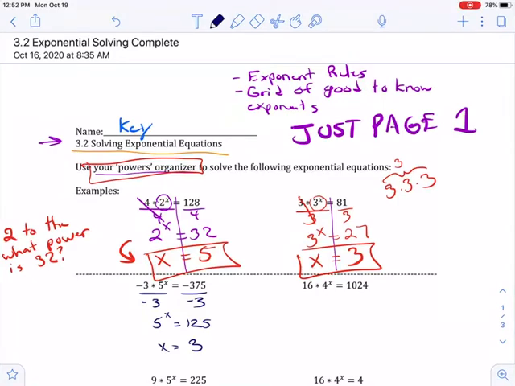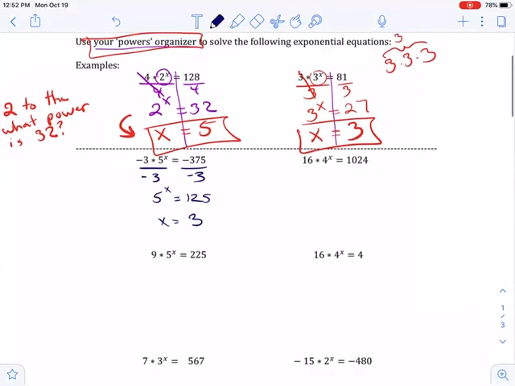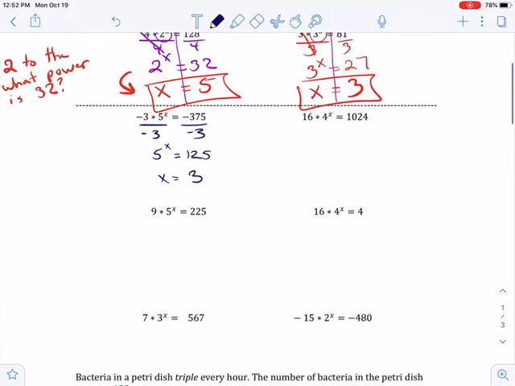Hey everyone, we're going to continue today with our exponential solving worksheet. So ideally yesterday we completed page 1, which should have worked our way through some of these problems. I did another one here just as an example, and I might be uploading the complete answers with these notes at some point.